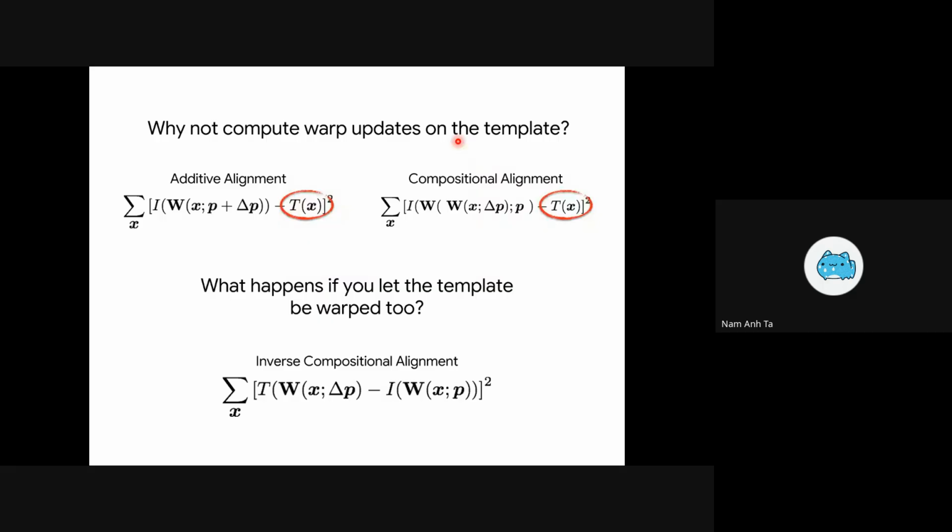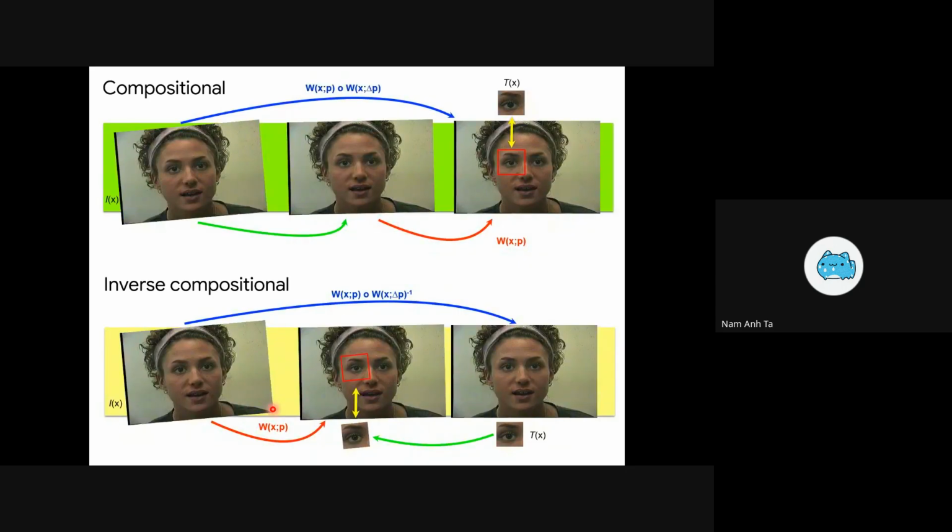So we previously mentioned two methods, the additive and the compositional. Their commonality is that the warp is always applied to the original image I(x), while the template T(x) remains fixed. So there's a very natural question: why don't we apply the warp to the template T(x) instead of the image I(x)? This leads us to the next method called the inverse compositional alignment, where we swap T and X.